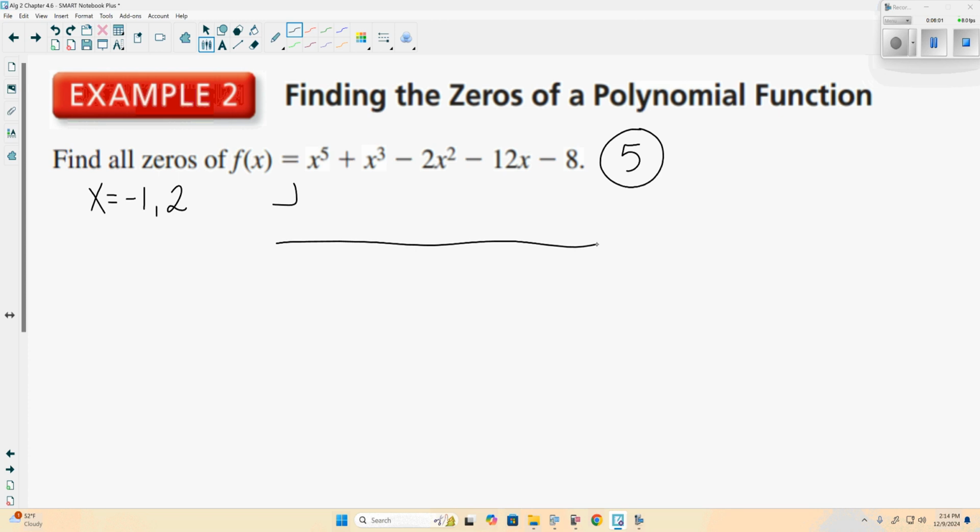So that gives us a good place to start, because we can at least do synthetic division with those and reduce the degree by 1 each time. Numbers across the top, we'd have 1 for x to the 5th, 0 for x to the 4th, 1 for x cubed, -2 for x squared, -12, and -8. We bring down the 1. Do we want to use -1 or 2 first?